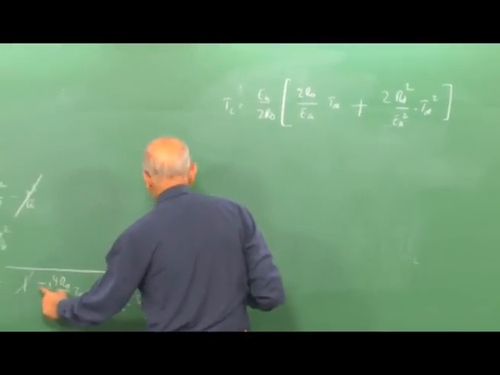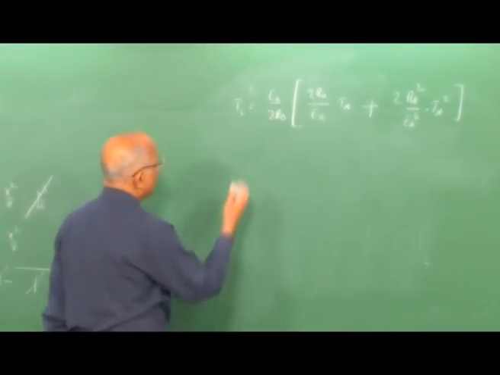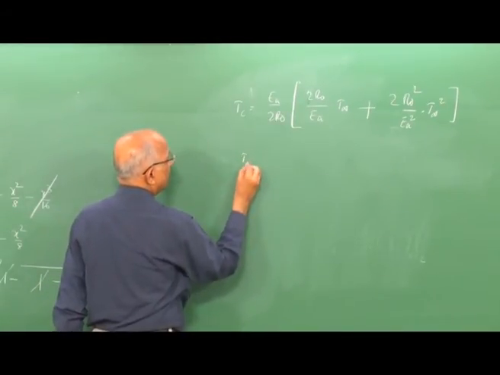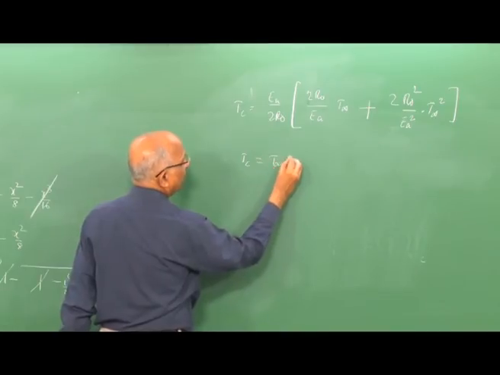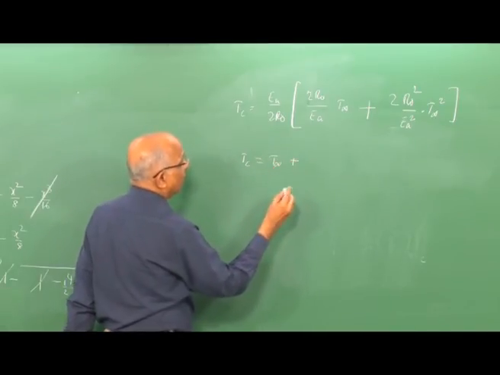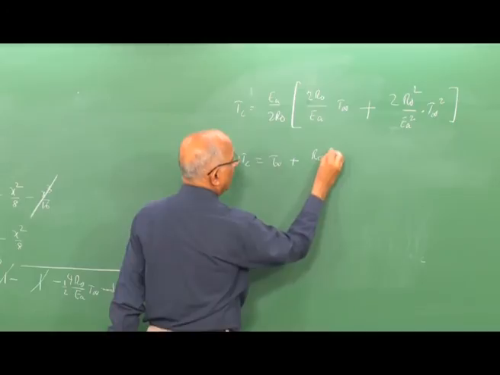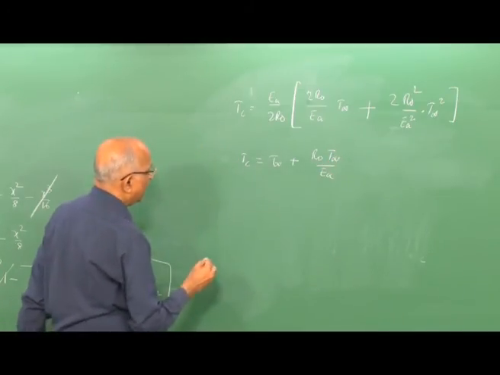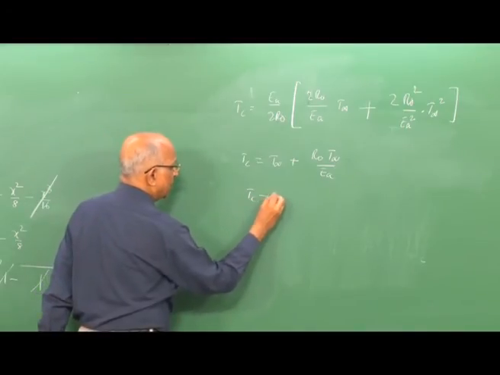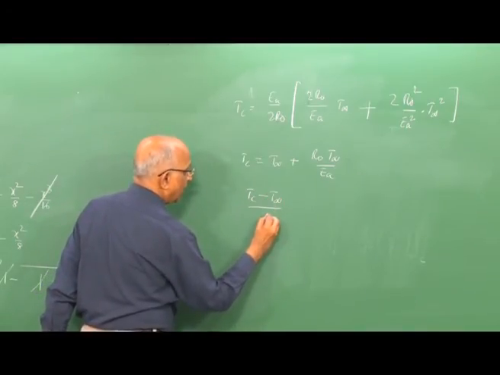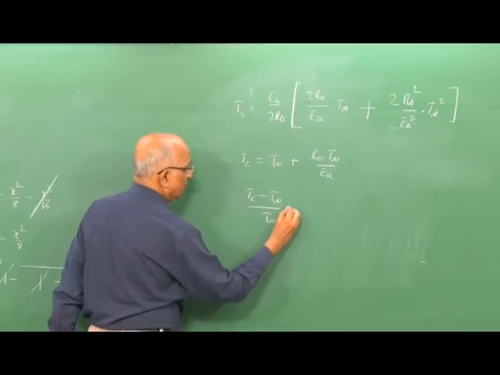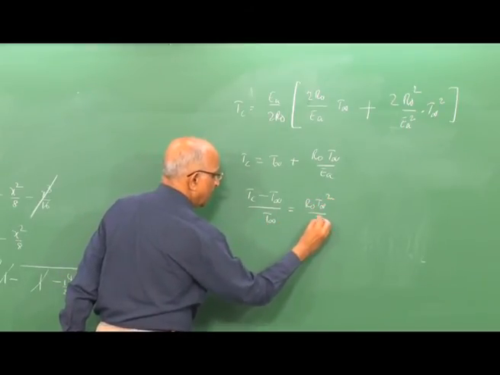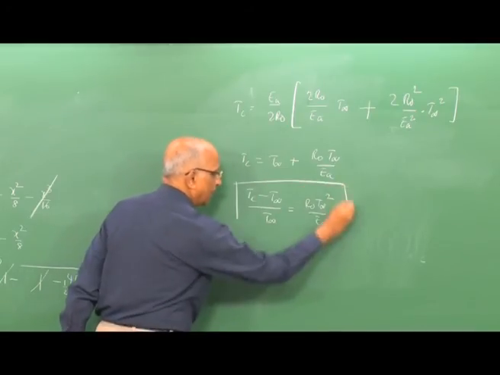minus and minus becomes plus over here, this is the expression, and let us multiply this by this number. I get T_c is equal to T_ambient plus I get the value as R_0 into T_ambient by E_a, or rather what is it I get? I get (T_c minus T_ambient) divided by T_ambient is equal to R_0 into T_ambient squared divided by E_a. This is the final expression what I get.